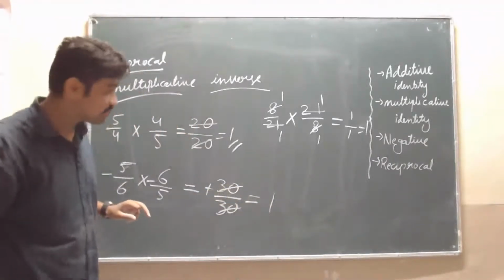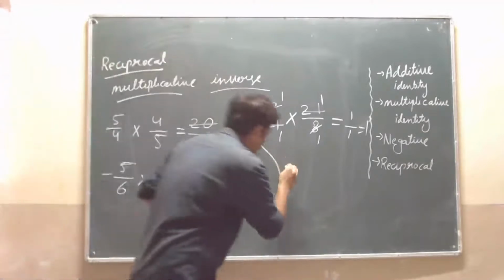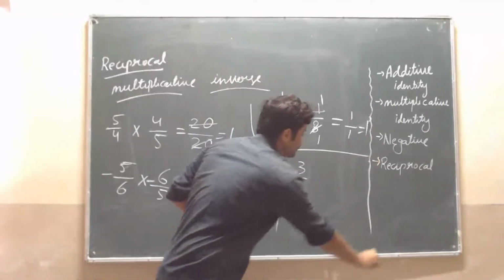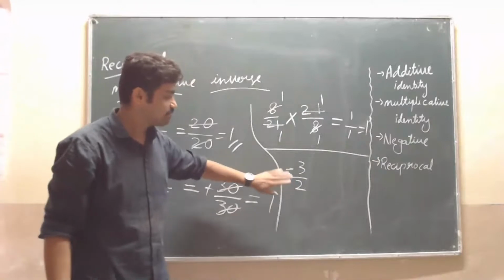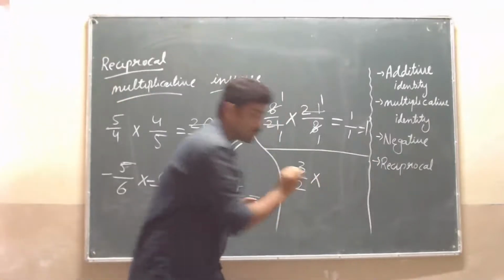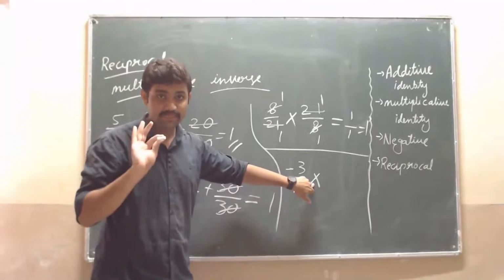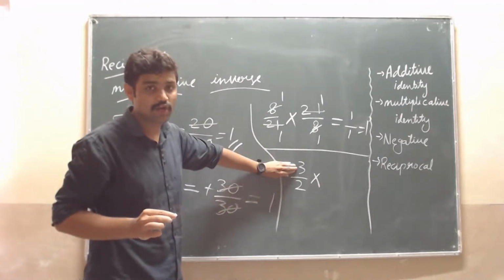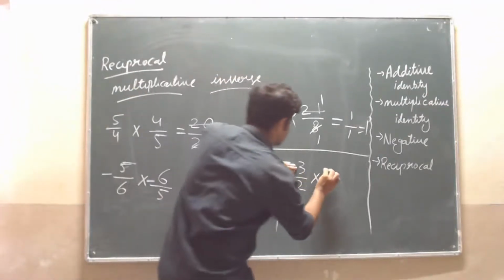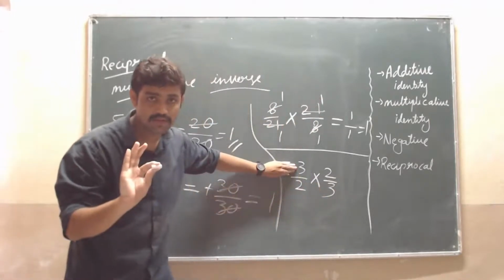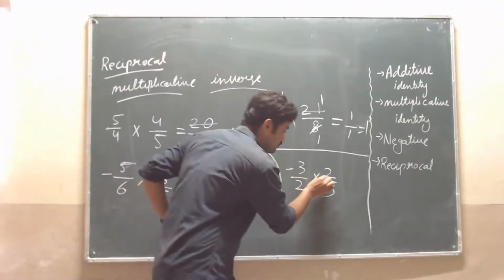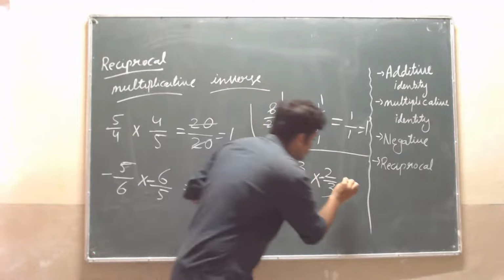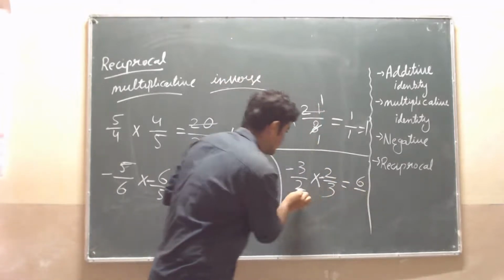Yes, one more example we can take, minus 3 by 2. What is the multiplicative inverse or reciprocal of minus 3 by 2? Multiplicative reciprocal, that's why we have to multiply. Understood? Then leave this minus sign. Then what is the inverse or reciprocal of 3 by 2? Then the minus is there, we have to multiply that minus. Then 3 2s are 6 and 2 3s are 6.